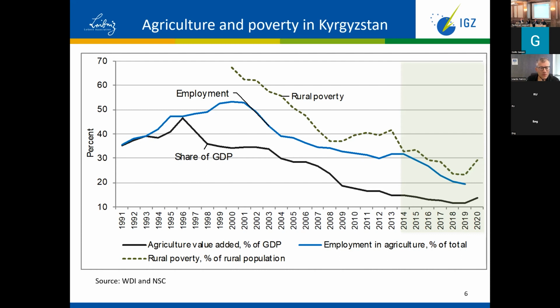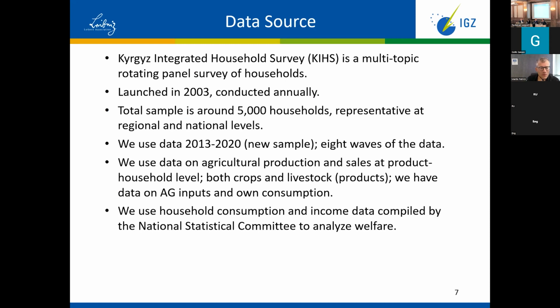participate in markets, and therefore gain in income and consumption. So the data source is the largest household survey in the country, called the Kyrgyz Integrated Household Survey. It is a multi-topic rotating panel survey of households. It was launched in 2003 and conducted annually. Some part of the information is collected quarterly, with a household sample of about 5,000 representative at oblast and national levels.